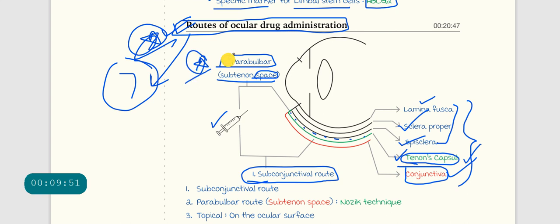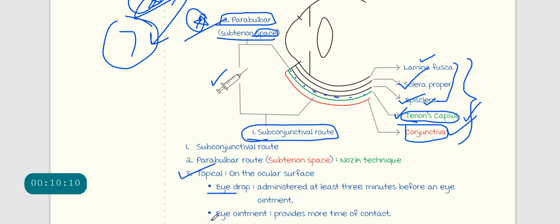The next comes is episclera. We can give the drug in episclera, no. So what is the next route? The next route is topical route, that is nothing but eye drops and eye ointment. So the first route, subconjunctival route that we studied. The next comes is parabulbar route. Is this a route? No. What is the next route then? That is the topical route that includes eye drops and eye ointments. Very simple. We all know eye drops and eye ointments.